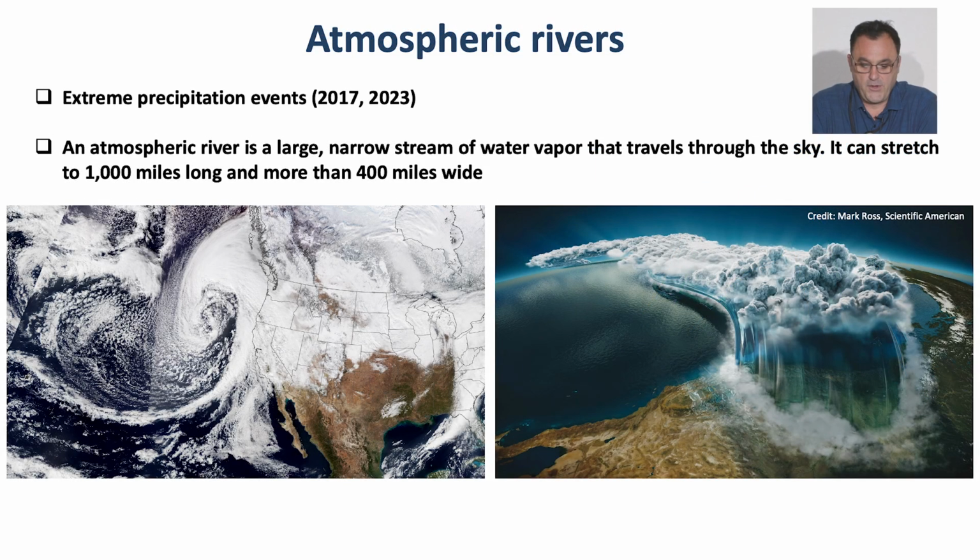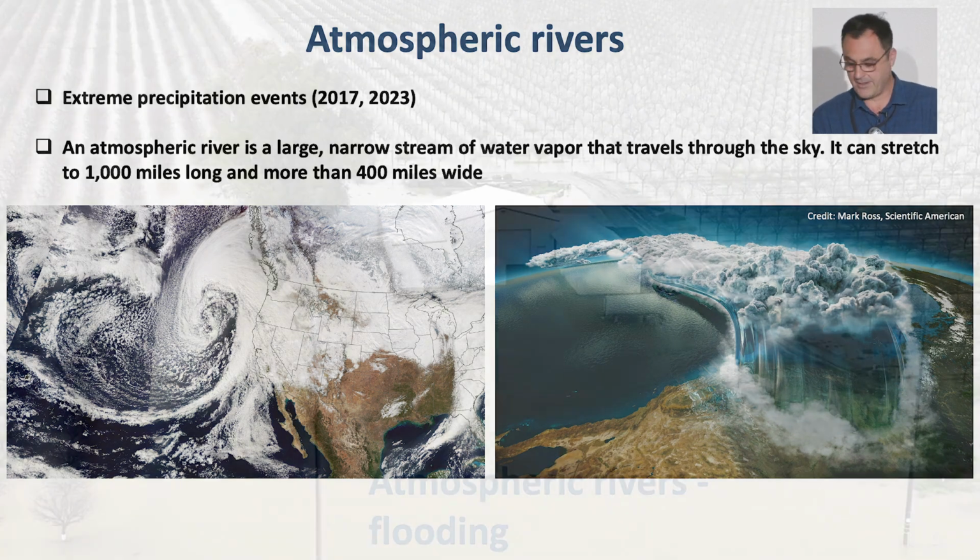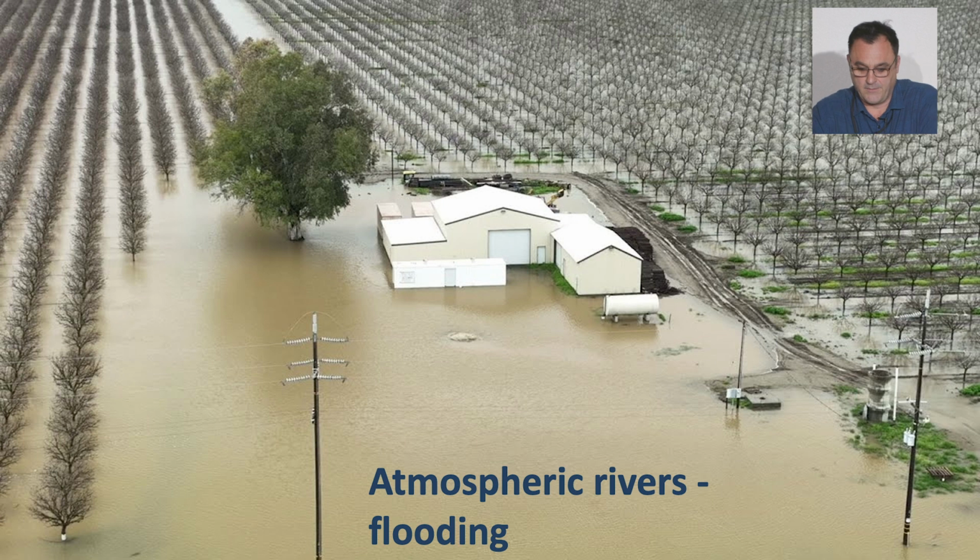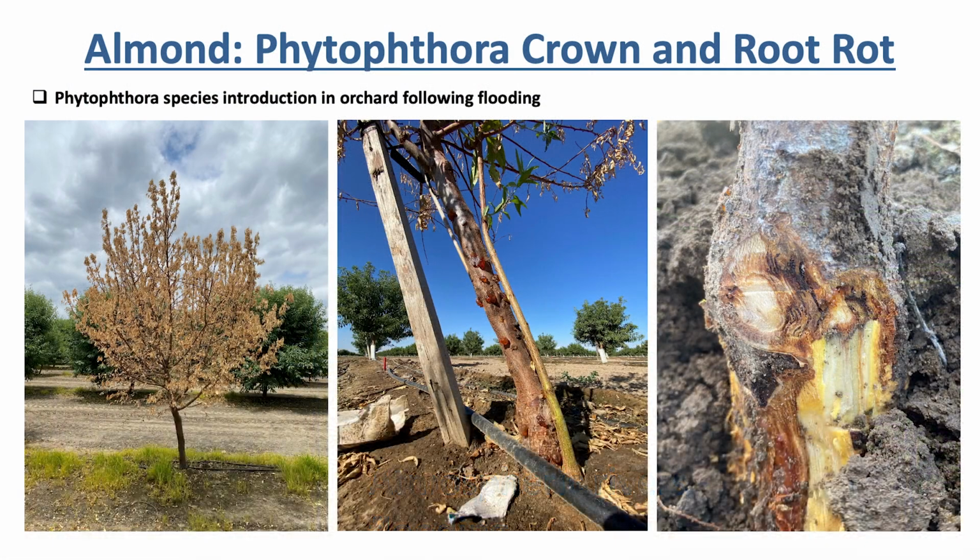So this is just a few years ago. You remember the flooding, the atmospheric rivers in California. There have been several events, 2017, 2023, where we had major events of water pouring throughout the Central Valley and flooding our orchards. So we may question what this flooding leads to in terms of disease, but anytime an orchard is flooded from a stream or from a river, there is a likelihood for this Phytophthora pathogen to be introduced in orchards.